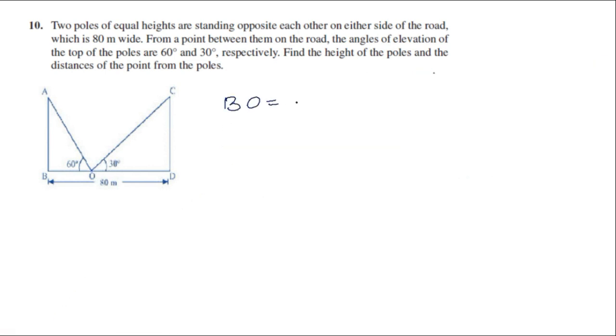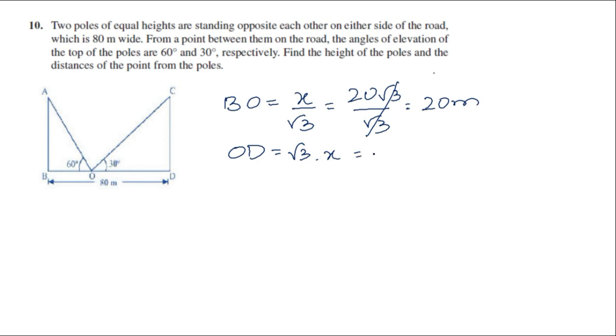BO will become equal to x upon root 3. The x value we found as 20 root 3 divided by root 3. It becomes 20 meters, and the remaining OD will be 60 meters. Let's check that also. Root 3 into x, this will be root 3 multiplied to the x value 20 root 3. On multiplication, we get 60 meters. So 60 meters and 20 meters are the distances from each of the poles, and AB and CD are equal to 20 root 3 meters. Hence we have found.